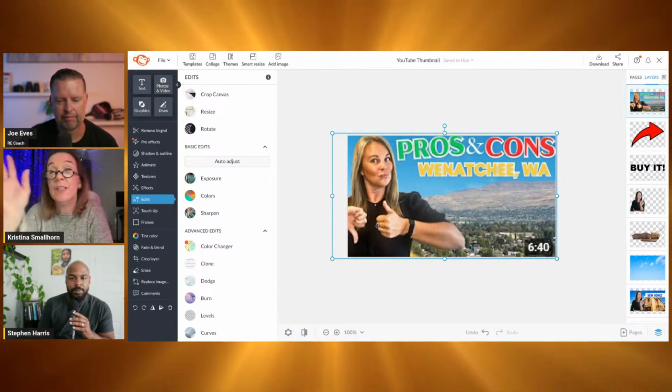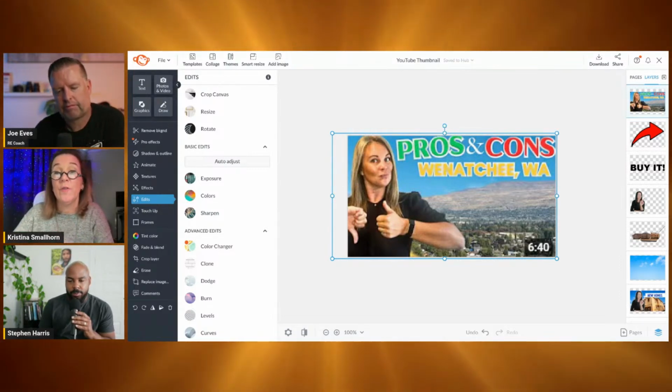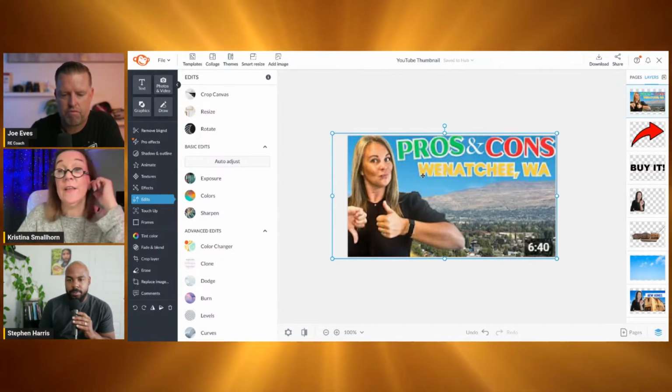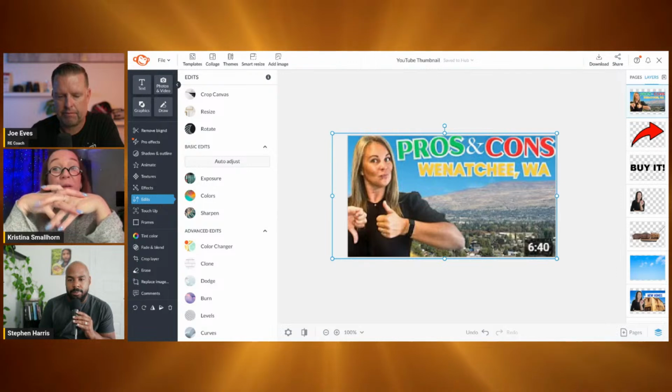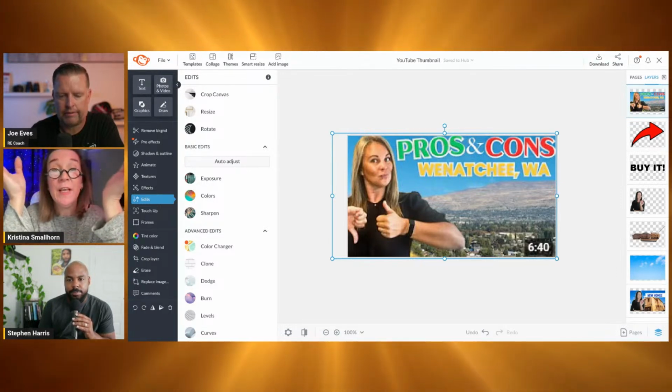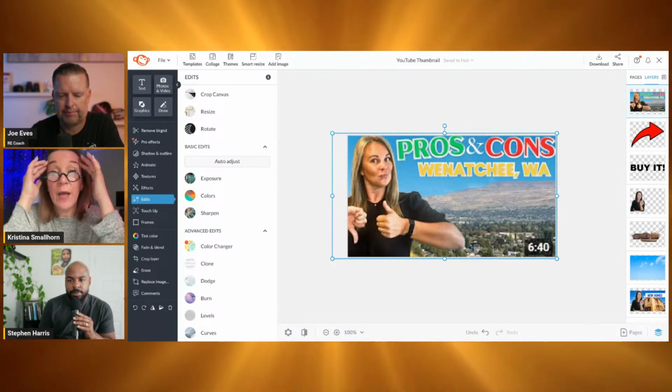Okay, let's just talk about the things that I see that are wrong. First of all, there is no pro on one side and there's no con on the other side. The area, I can't read that yellow with the white stroke behind it.